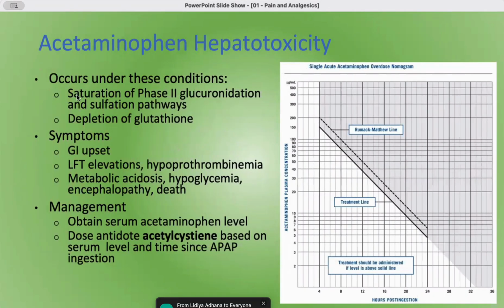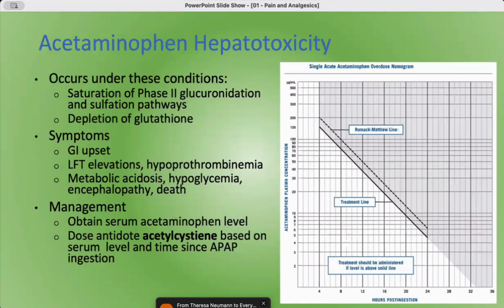Just as a reminder, when you saturate the phase 2 glucuronidation and sulfation and deplete glutathione, now we're in the situation of acetaminophen hepatotoxicity. It presents with GI upset, LFT elevations, hypoprothrombinemia, and as it progresses, you get into metabolic acidosis, hypoglycemia, because your liver is damaged. You're not now able to break down the glycogen, so your sugar drops. Hepatic encephalopathy, and eventually can be fatal.